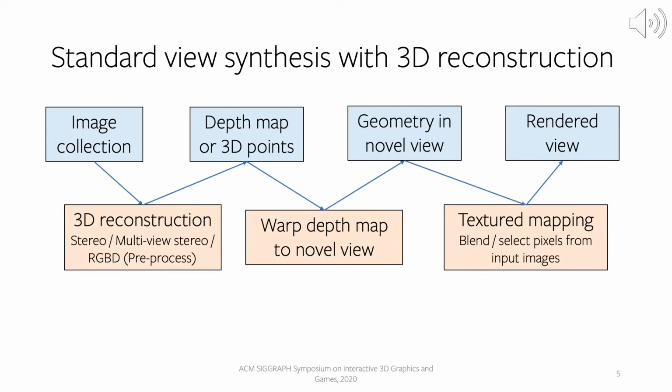Standard approach for view synthesis is to use 3D geometry in a 3-stage pipeline. The first stage computes the 3D reconstruction from input images. This can be stereo matching if the input is a stereo pair, or multi-view stereo or depth sensing. This is typically done as a pre-processing step. At runtime, the geometry is warped to novel view, and this gives a representation of the scene in the novel view. Finally, the warped geometry is textured using content from one or more input images.